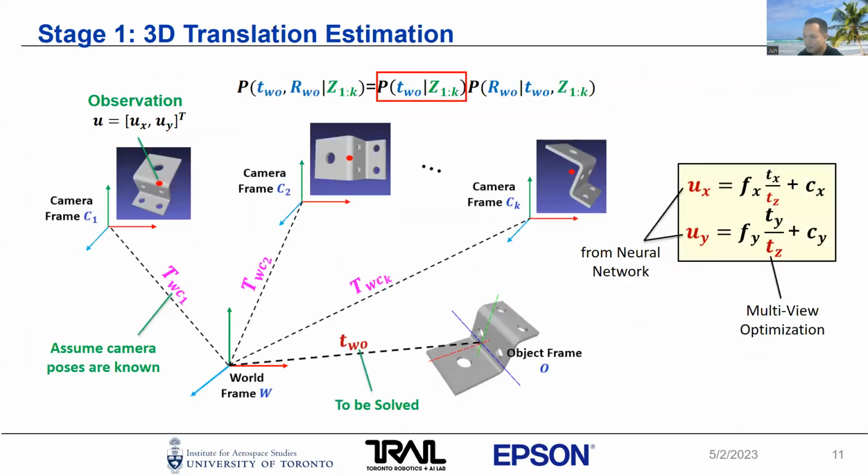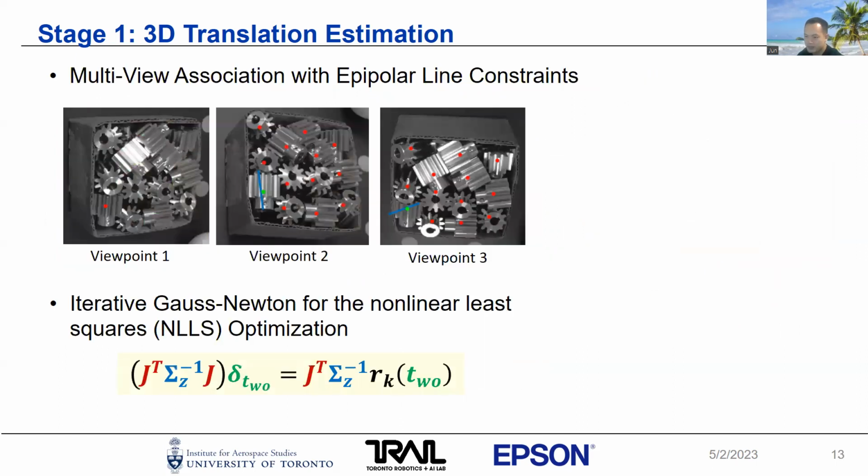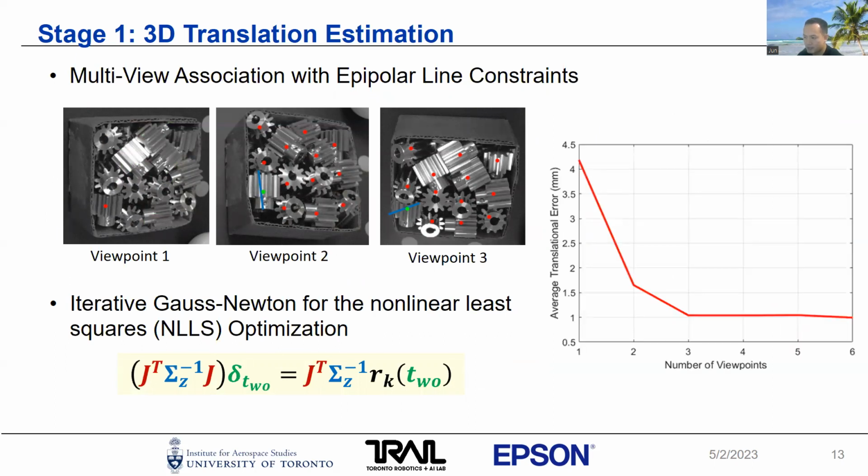To estimate the object translation, we first get the object 2D center at each viewpoint. With the known camera poses, we can estimate the 3D translation from the object frame to the world frame. We leverage a deep neural network to estimate the object mask and the 2D object center. We then associate the multi-view object centers and use the Gauss-Newton approach to estimate the translation. The object translation can normally converge within only a few viewpoints.